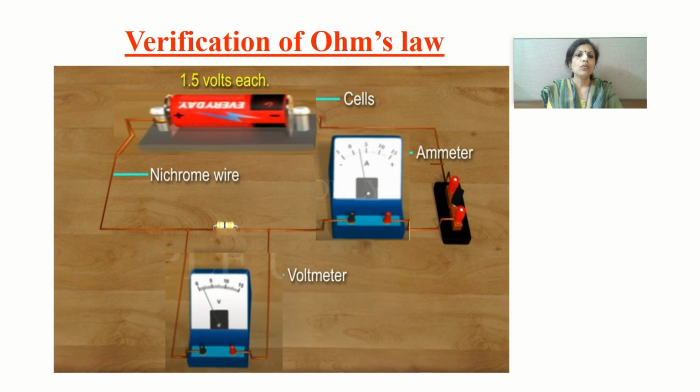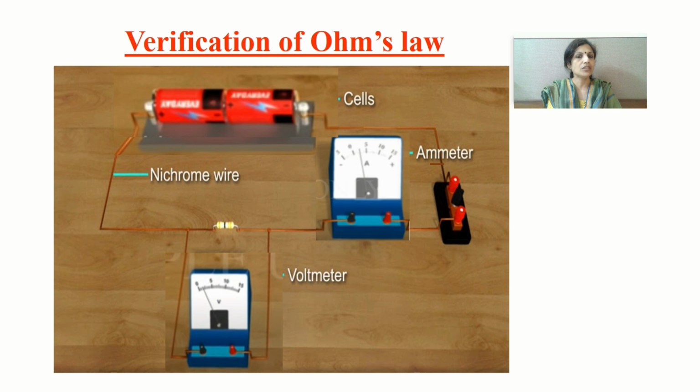Now what we will do, instead of one cell, we will connect two cells together. When one cell is there, we have provided a potential difference of 1.5 volt. Now when we connect two cells like this, look over here children, how much is the potential difference? It is 3 volts. When you increase the potential difference, you will see a change in the current in the ammeter. So now look at the pointer.